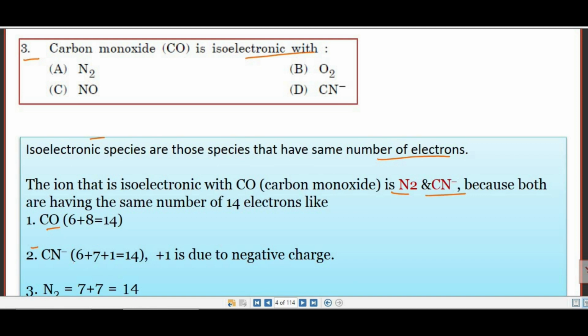In CN minus, carbon 6, nitrogen 7 and one minus, that one minus has 1 electron. So total 14 electrons. In nitrogen it's 7 plus 7, 14 electrons. Hence, the isoelectronic species are A and D. Both are correct.